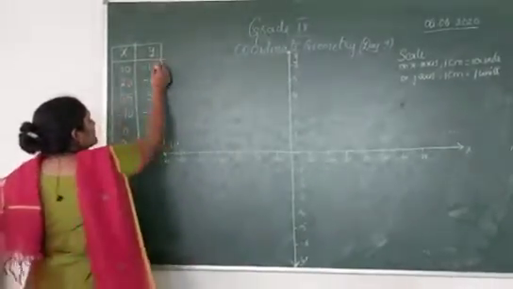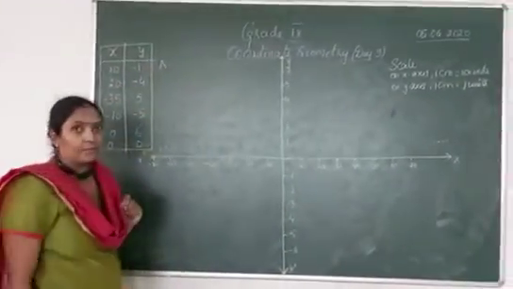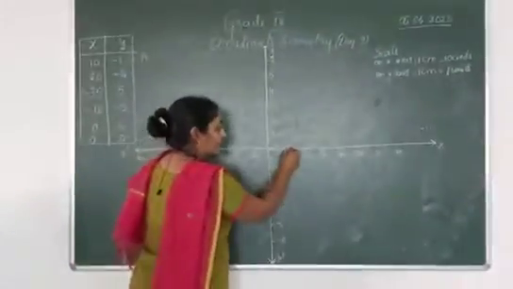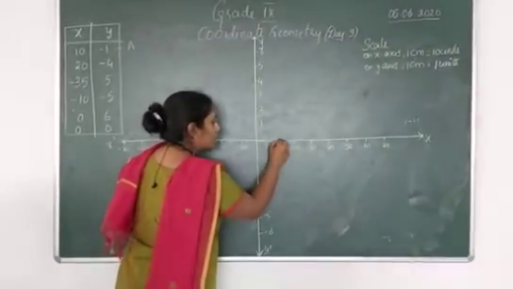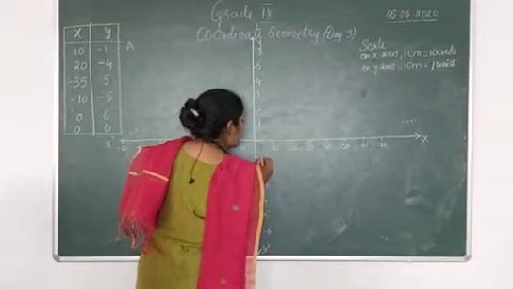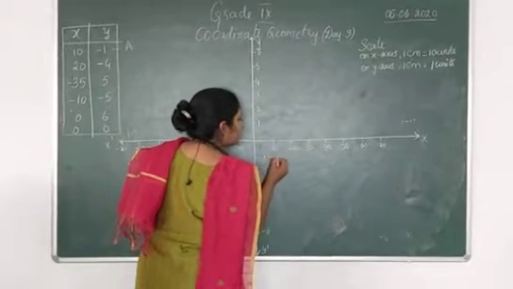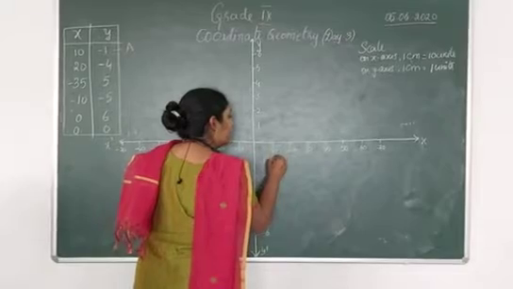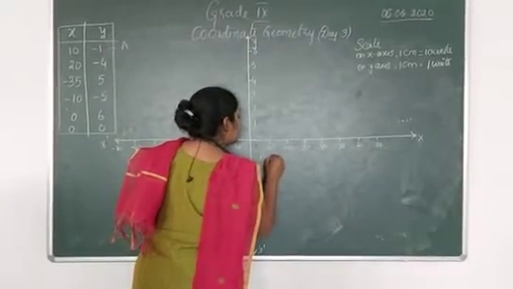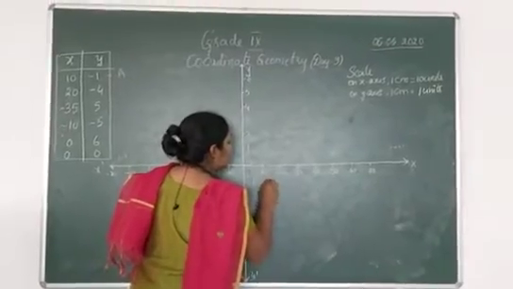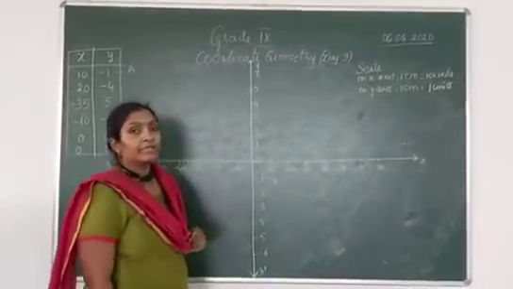So let us name this particular point as A. Now for x value as 10, the y value is minus 1. So here I will draw perpendiculars, two perpendiculars, one from minus 1 and one from 10. Right? The point of intersection of these two perpendiculars will be the point A.